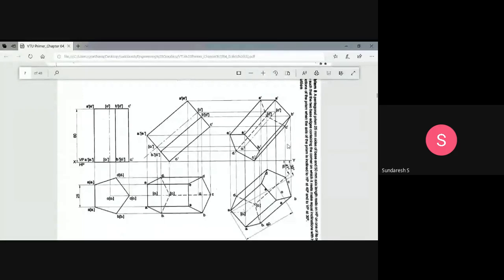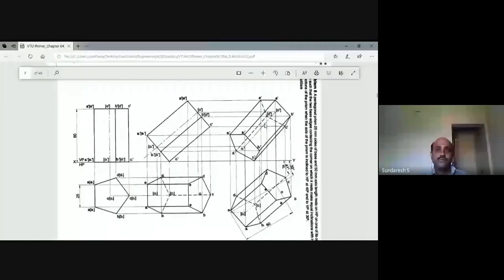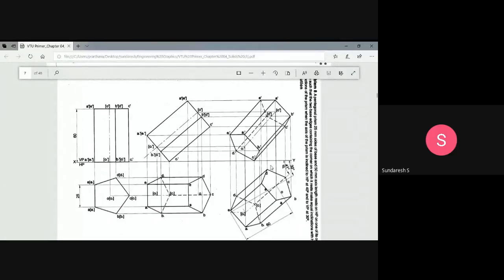Once you get that, the vertical projector intersects with the horizontal projector. Please mark the points first. Please don't join first. First mark the intersection points for the corresponding points. Once you mark them, it is easy for you to draw the lines, just applying the rules of visibility.